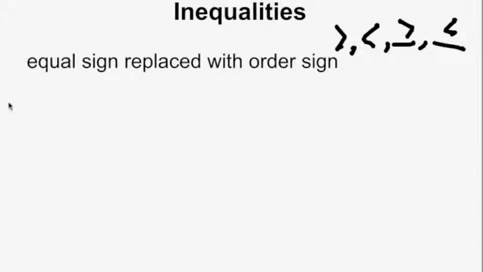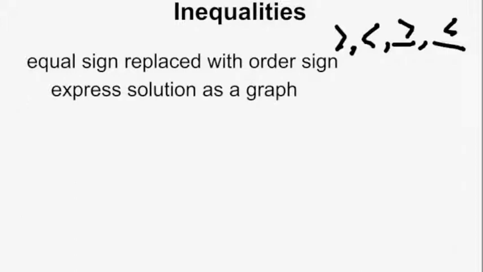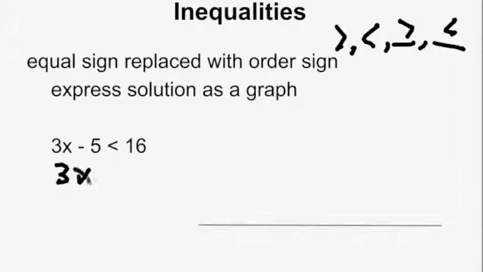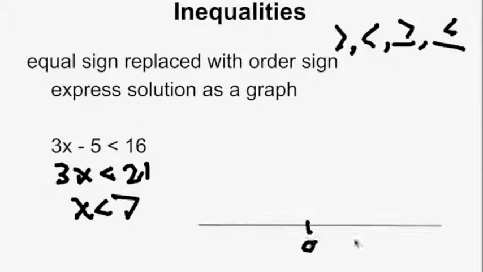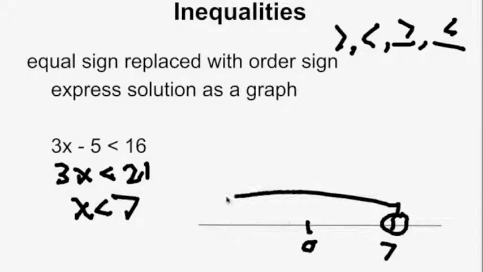And when you solve inequalities, because there are often infinite solutions, you express the solution as a graph. So let's consider the equation 3x minus 5 is less than 16. You solve it the same way as you do an equation. So you add 5 to both sides, so 3x is less than 21, so x is less than 7. However, when you graph it, you have to mark 0 and 7, and there's an open circle on 7, and then the arrow goes out. And that is your solution to the inequality.